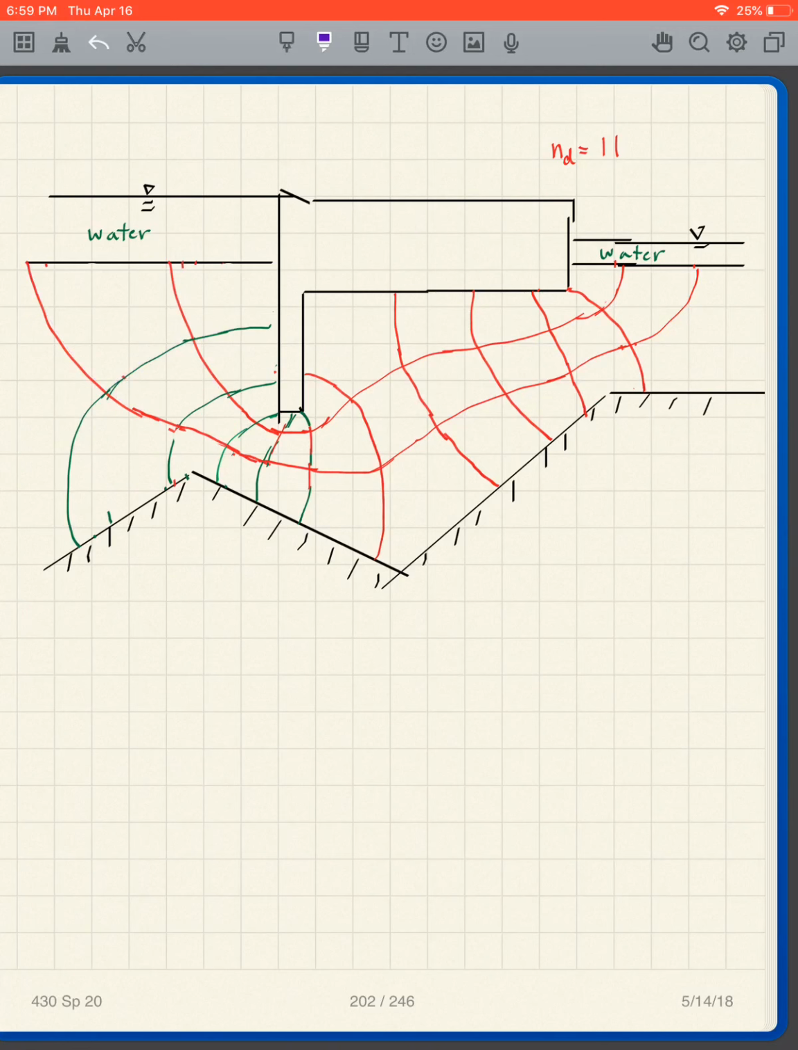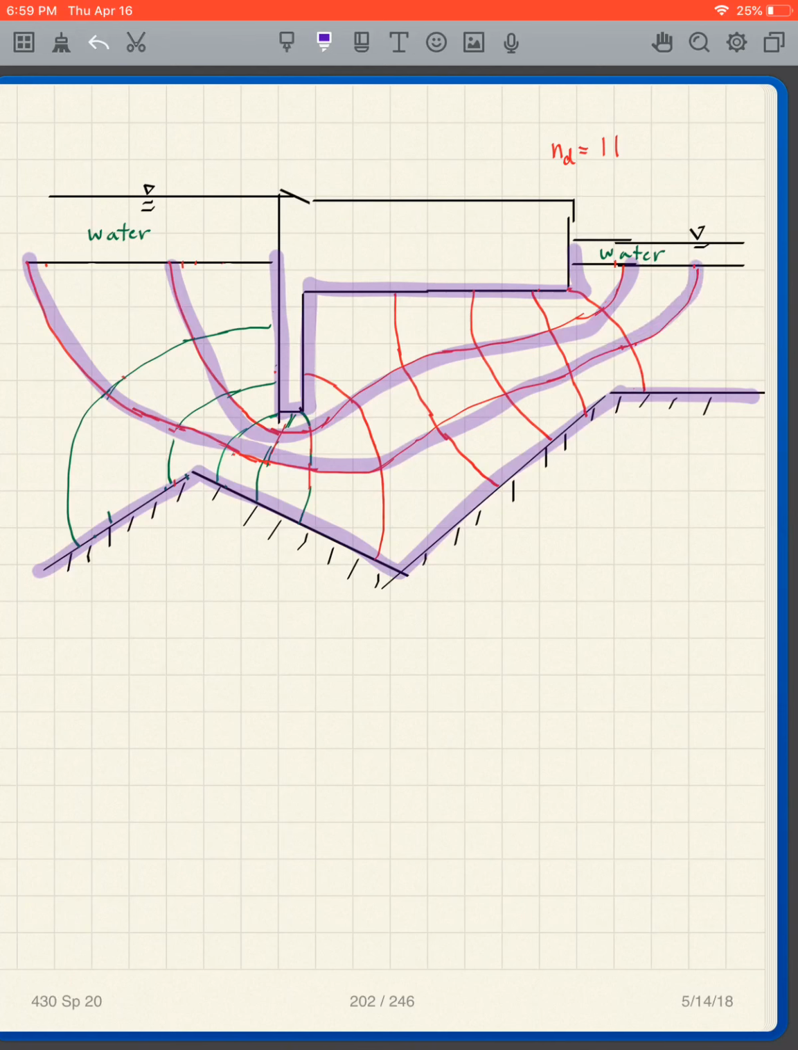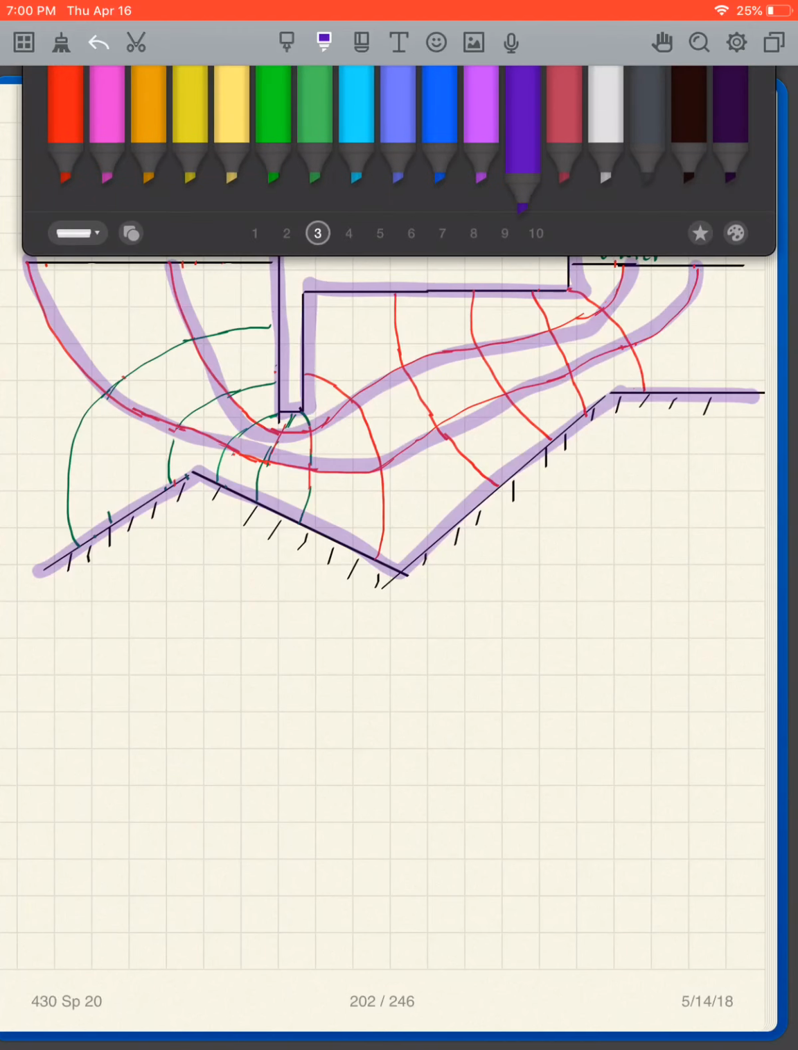And you can see that here's a flow line here. We don't show it, but there's a flow line here. There's a flow line here. And there's a flow line here. We have those flow lines, and the way that we look at it is that we count the number of flow pipes or flow paths.